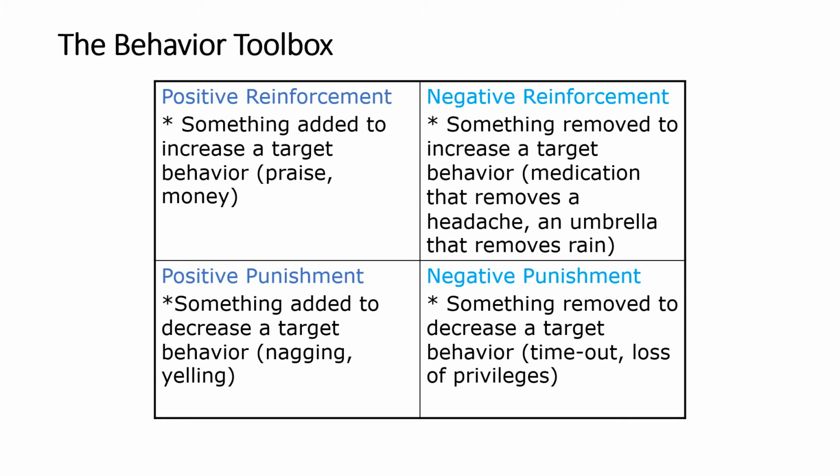Let's look at negative punishment. Negative punishment is where you remove something to decrease behavior. So if you think of timeout, you're removing freedom. I think prison is an adult form of timeout, right?